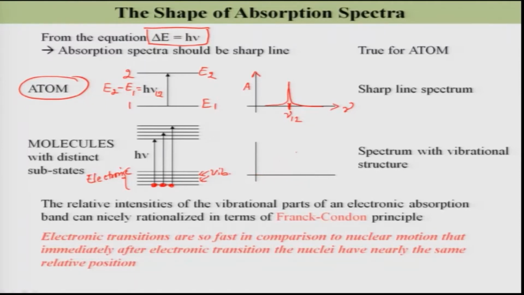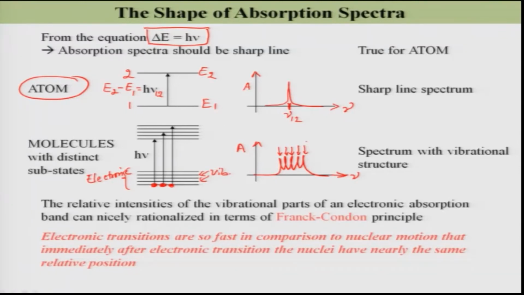Okay, let me redraw. This will look something like this, right. Again I am plotting this against nu, and I am plotting the absorbance over here, right. In this case the spectrum is a sharp line, but in this case the spectrum has vibrational structures. Now, the relative intensities of these different lines are actually not the same. The relative intensity of the vibrational parts of an electronic absorption band can easily be rationalized by the Franck-Condon principle. So, what is the Franck-Condon principle?